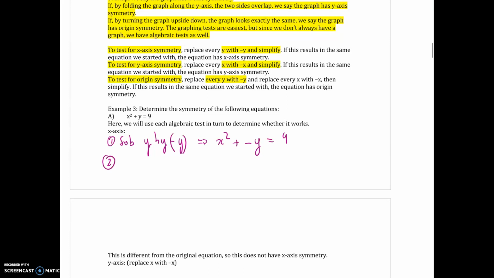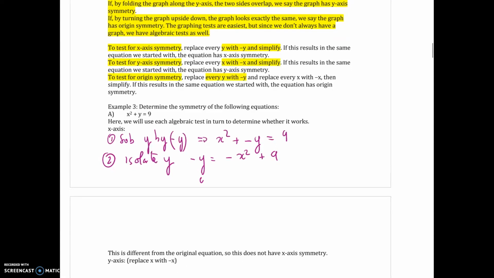Second step, I want to isolate y. When I isolate y, I end up with negative y equal negative x squared plus 9. And when I have y by itself, I end up with y equal minus negative x squared plus 9. Meaning basically that I end up with y equal x squared minus 9.